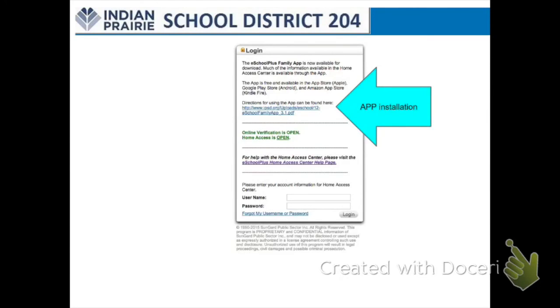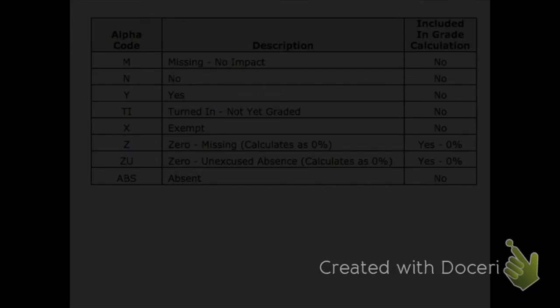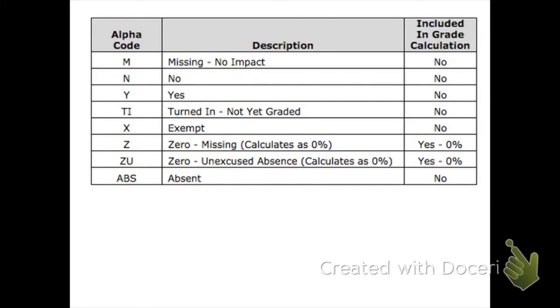Once you are on the login screen, there is another link that shows you how to download the free app. Once you are on the site, you can look up your students' academic progress. There are different codes used by this program to let you know when assignments are missing or excused. For example, an X means excused, and the grade does not count for or against your child. A Z means that the assignment is missing and counts as a 0 for the student's grade. Finally, the ABS code means that your child was absent, so the grades will not be included.